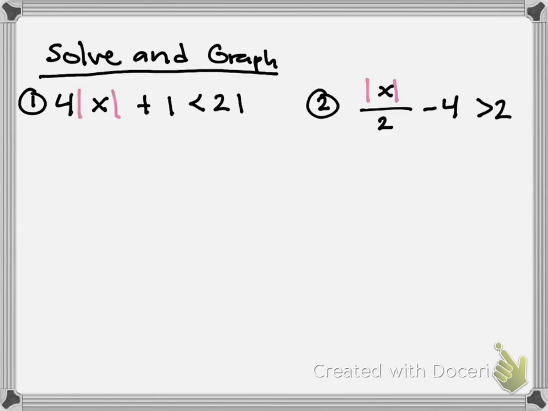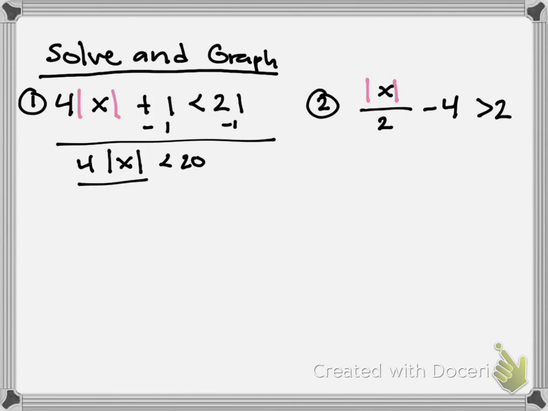So I put all of my absolute value symbols in pink just because it was easier to see. If I wrote them in black pen, then they looked like ones, and that just made life confusing. So our first question is 4 times the absolute value of x plus 1 is less than 21. So we're trying to solve for the absolute value of x, right? So start by subtracting 1 from both sides. 4 times the absolute value of x is less than 20. Now I'm going to divide by 4. So I get the absolute value of x is less than 5.